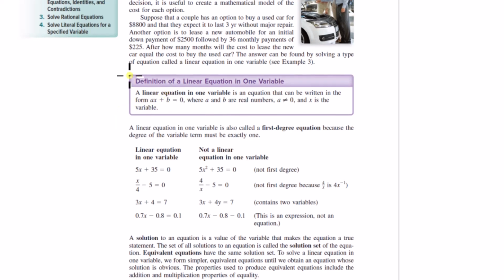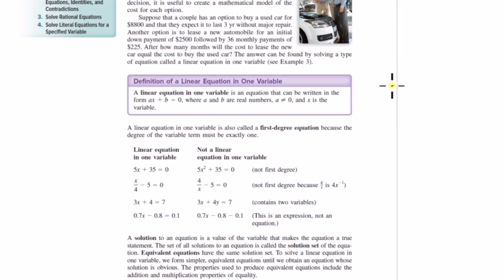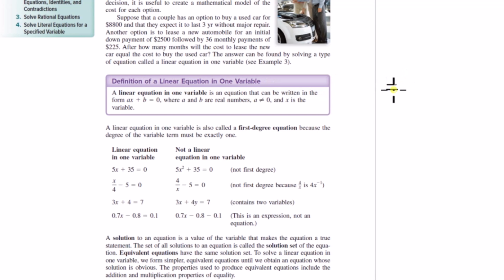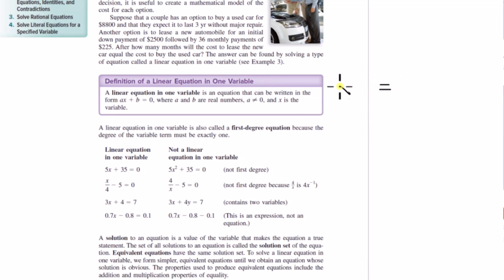So here we're going to look at the definition of a linear equation in one variable. The first thing to think about is that you can have equations that have one variable or multiple variables. The idea is just like it sounds. So you've got an equation here. I'm going to put 2x squared on one side and 3 minus x on the other side.